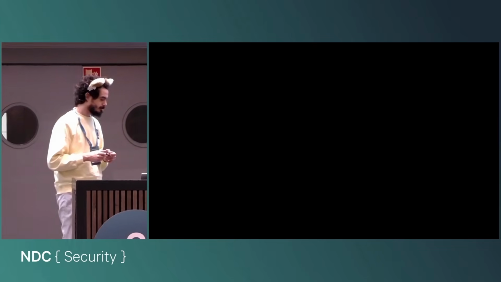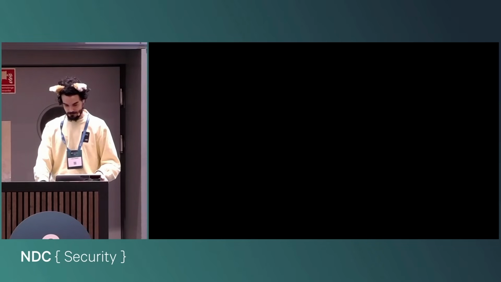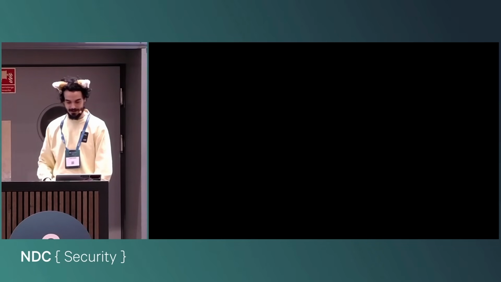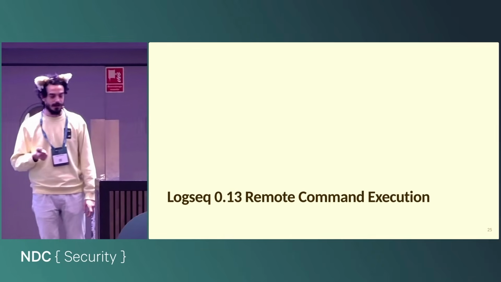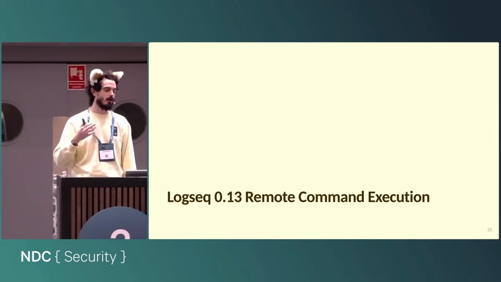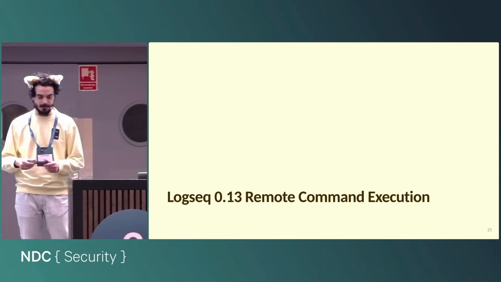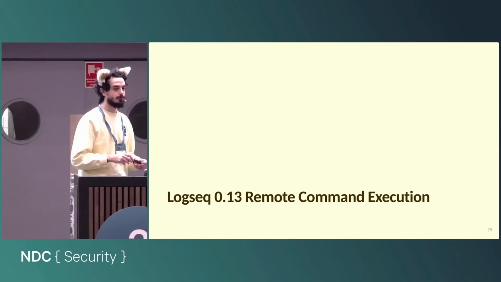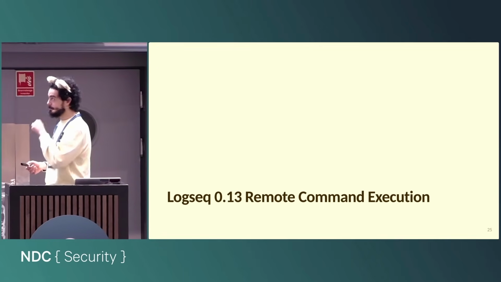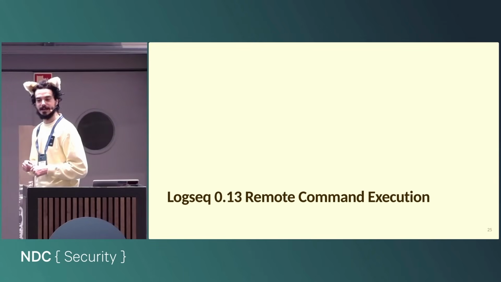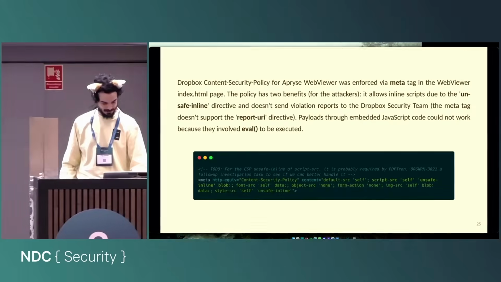For example, in this specific case, the application had a complex API system inside the Electron app to run, for example, shell commands. And you can use the JavaScript code to communicate with the Logsec API to run arbitrary commands. We can see it. Let's see.